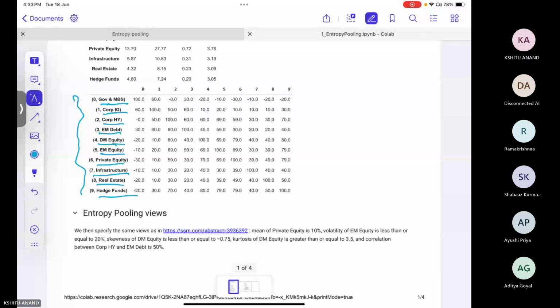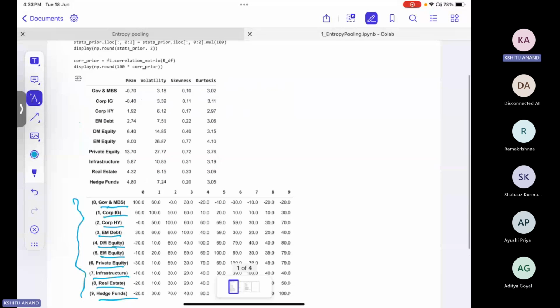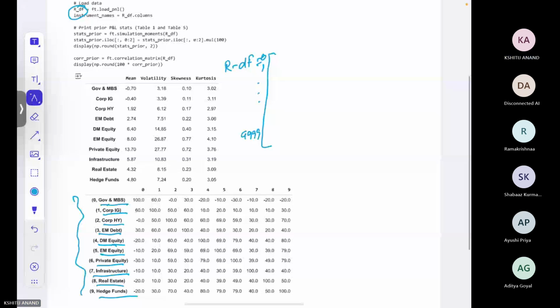Now, the R matrix that we have discussed is basically the RDF. They have taken 10,000 scenarios, from 0 to 9999, and these 10 assets: 0, 1, 2, 3, 4, 5, 6, 7, 8, and 9. This is your R matrix.